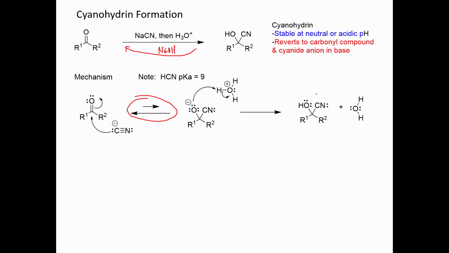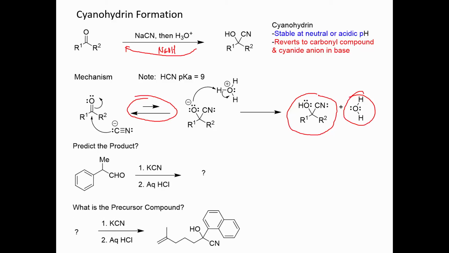Okay, but if we add some acid, we can capture this minor species at equilibrium, and this will successfully form our cyanohydrin and water. Okay, and you see here why cyanohydrins are not stable in the presence of base. If this acid isn't here, or if you're under basic conditions, you make this alkoxide, and this alkoxide, remember, wants to revert back to the original carbonyl compound. Okay, so the cyanohydrins are stable at neutral or acidic conditions, but not under basic conditions. Okay. All right, so let's complete these reaction equations. Let's predict the product of each reaction.